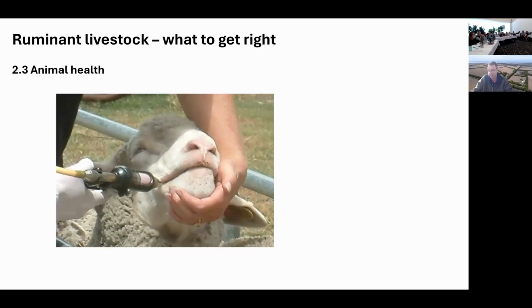Animal health, pretty obvious one. If they die or they're not growing as fast as they could because of subclinical problems, whether it's worms or whatever else it might be, that's going to cost you because they've emitted for a time before they die. Or if they're not growing as fast, they're going to cost you as well.